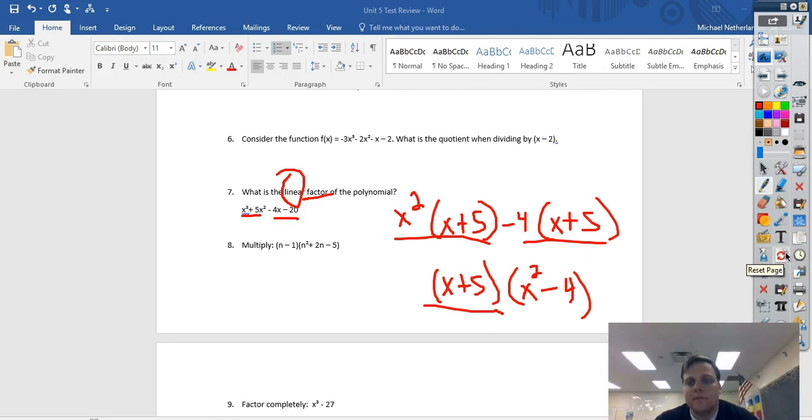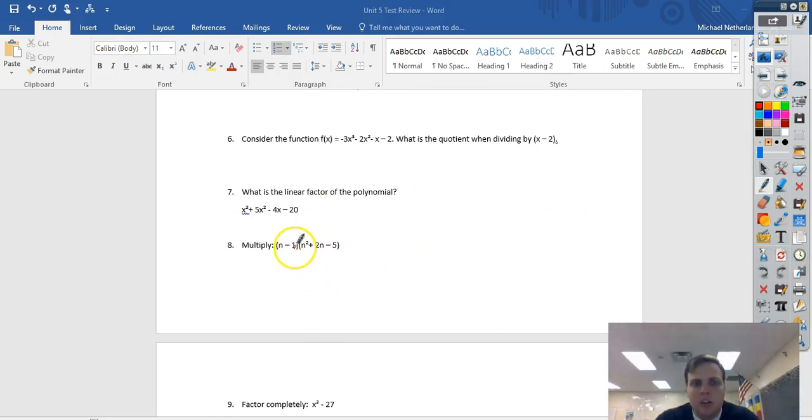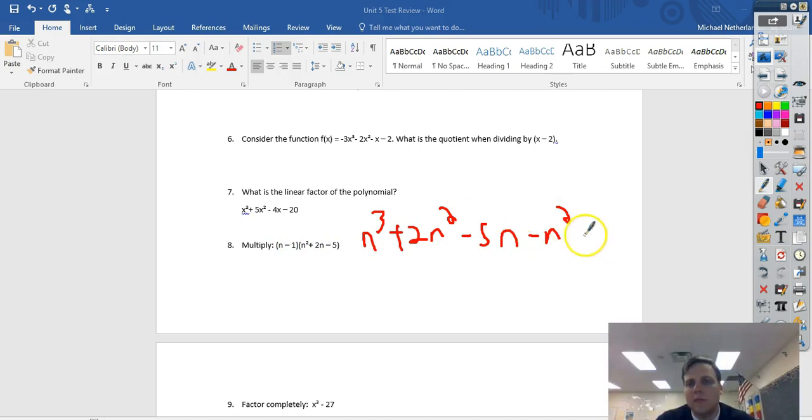Okay? So, problem number 8. It says multiply. So we're going to multiply this guy to this guy. So we do first to first, first to second, first to third, second to first, second to second, second to third. So n times n squared, that's n cubed. N times 2n is 2n squared, so plus 2n squared. N times negative 5 is negative 5n. Negative 1 times n squared is negative n squared. Negative 1 times 2n is negative 2n. Negative 1 times negative 5 is positive 5.